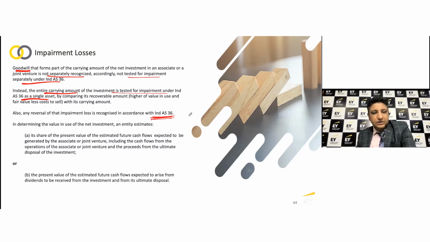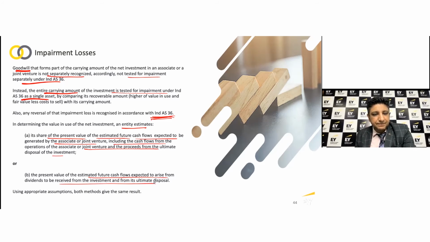What is critical to assess in determining the value in use, right? You need to assess your share of the present value of the cash flows which are expected to be received, or the present value of those dividends, for example, which are expected to be received, and eventually the ultimate disposal also. You start bringing all these practical concepts when you look at the impairment losses assessment, right?